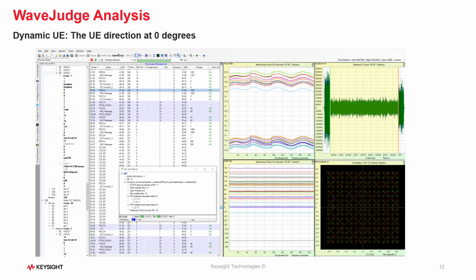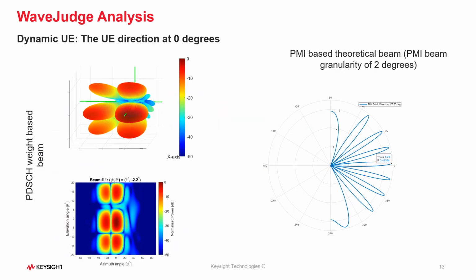For further verification, we verified the beam at 0 degrees, and we follow the same approach. We exported the PDSCH beam weights and the reported PMI values. The analysis shows that the PDSCH beam is pointed at 1 degree, and the corresponding UE direction is 0 degrees. So there is a small mismatch in the direction, and the theoretical PMI beam is at 1.75 degrees. This is because of the PMI beam granularity.